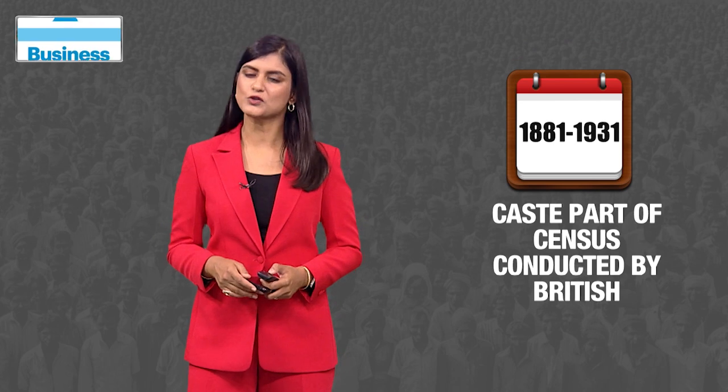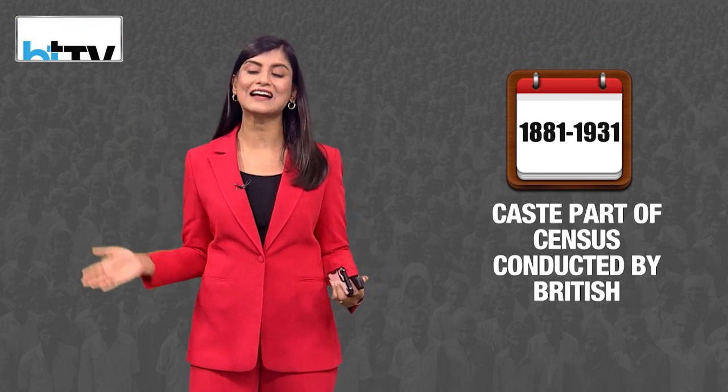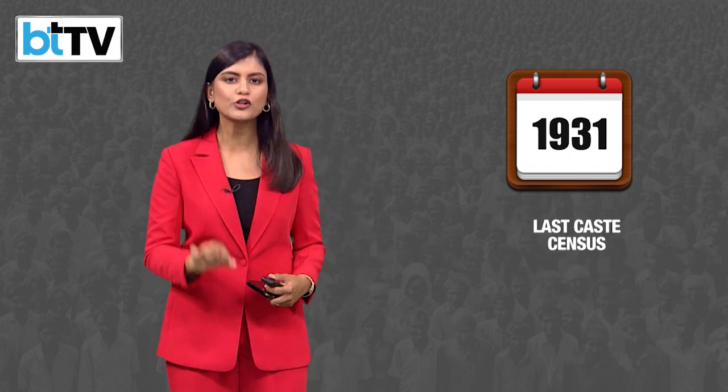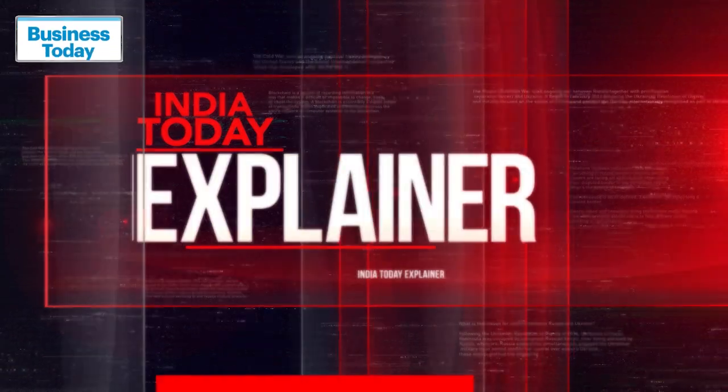Caste enumeration was part of the censuses conducted by the British from 1881 to 1931. And the 1931 census was the last full caste-based enumeration in India. So it's been quite some time. Post-independence, we did have some caste data, but nothing that was a full-fledged caste census. What do I mean by that?